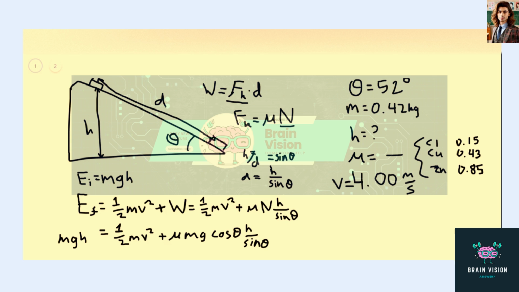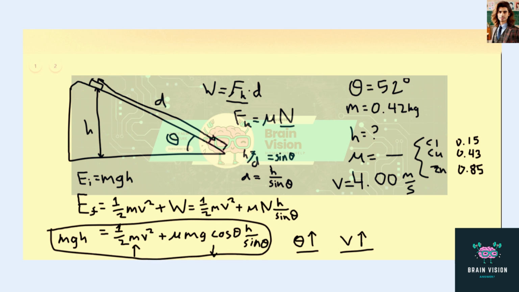As this is constant, if this quantity gets smaller, then this quantity has to get larger, which means as theta increases, sine goes up, cosine goes down, so the overall quantity goes down, our v has to increase. So we have that as theta increases, our velocity increases as well. And that could be solved just looking at our energy.